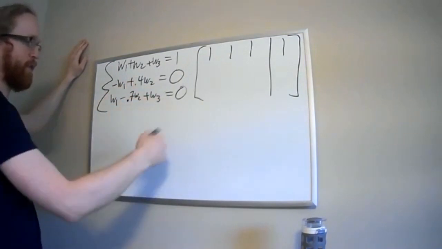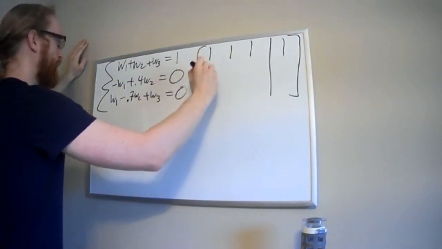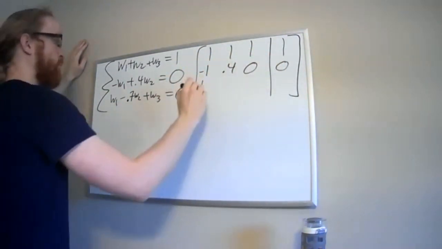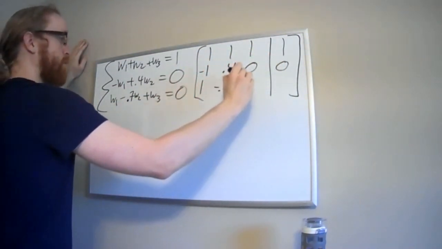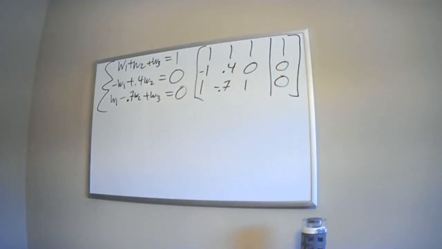And then the other ones depend on the transition matrix. Here I'm going to get negative 1, 0.4, 0, 0. And here I'm going to get 1, minus 0.7, 1, and 0. Okay. And so now my goal is to reduce this.